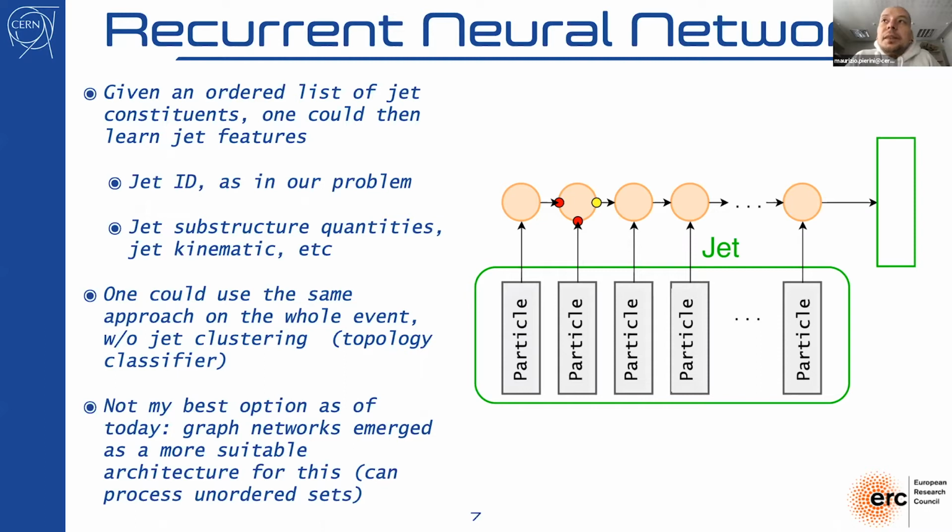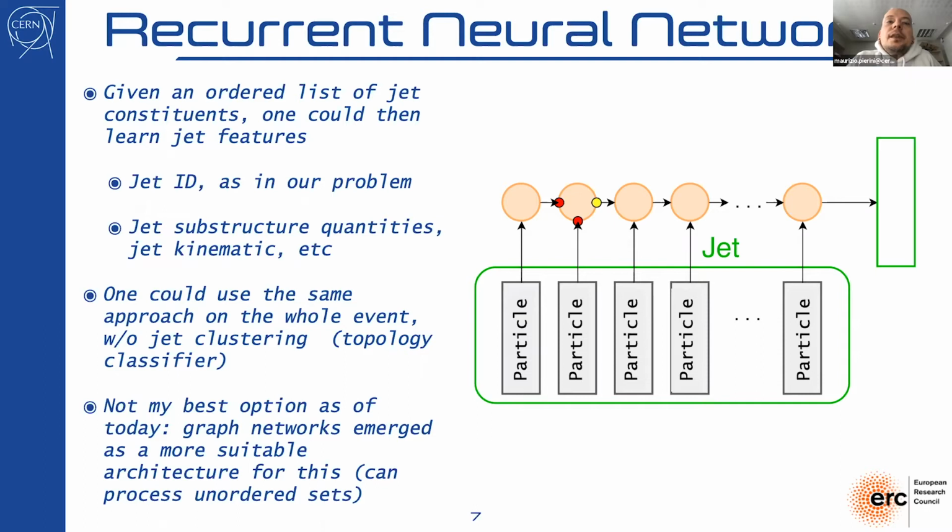Now, nothing says that you should do this only for jets. You could consider doing this with the whole event. You could take the full list of particles, and instead of clustering jets as we usually do, give it to a network of this kind. You could ask which kind of event this was, and I will show you an example later at the end of this lecture.